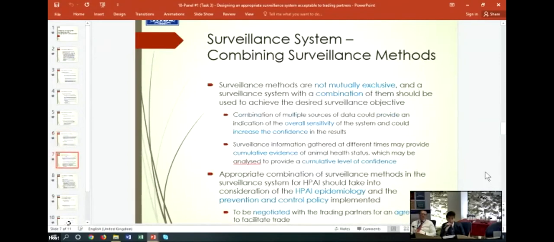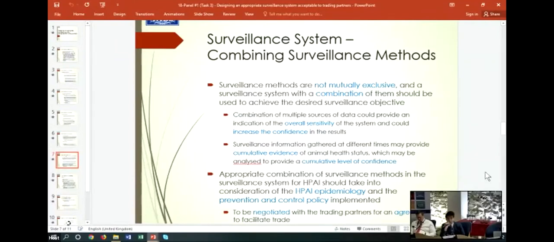The surveillance methods that I have just mentioned are not mutually exclusive. To establish a surveillance system, a combination of them should be used to achieve the desired surveillance objective, that is demonstration of HPAI freedom, and a multi-layered system may be considered. Combining multiple sources of data could provide an indication of the overall sensitivity of the surveillance system and therefore could increase the confidence of the surveillance results.